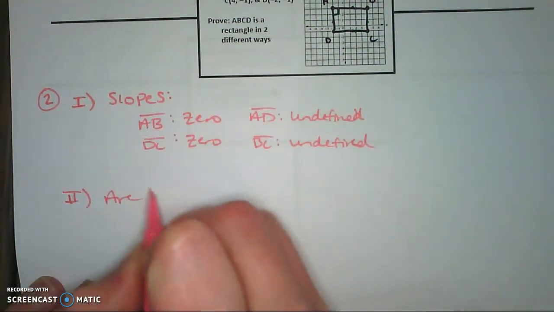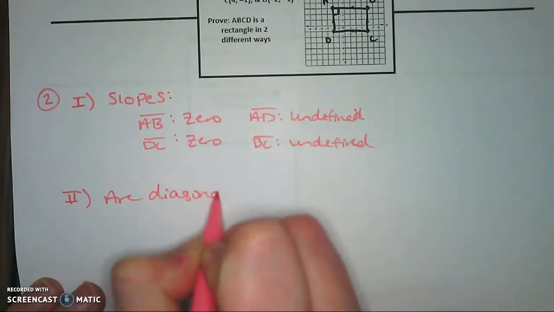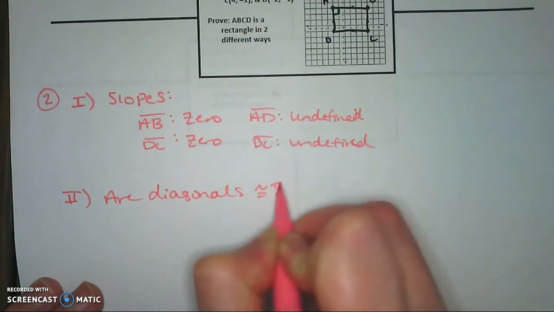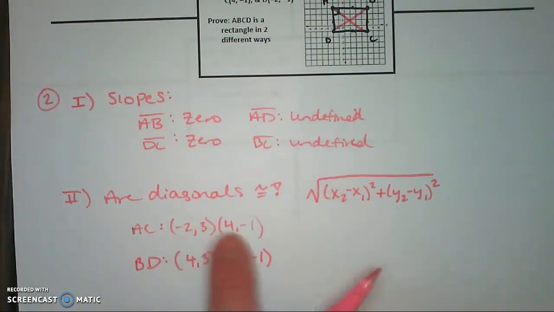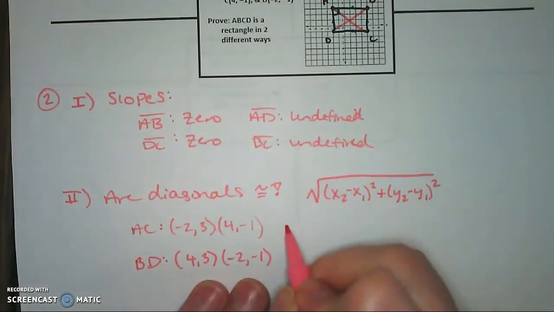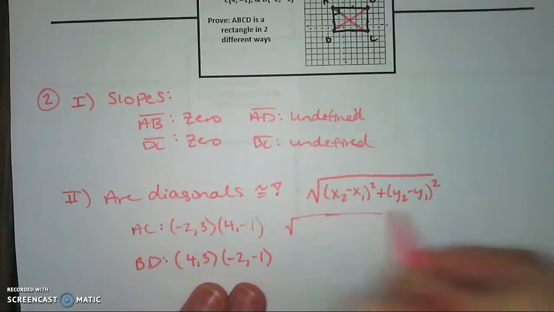So are the diagonals congruent? I'm going to draw those in there, and I'm also going to write down the distance formula, because you can plug those points into the distance formula to find the lengths of the diagonals. Okay, so here's our distance formula. Here are our points for diagonal AC. I'm going to plug those in to find the length of AC.